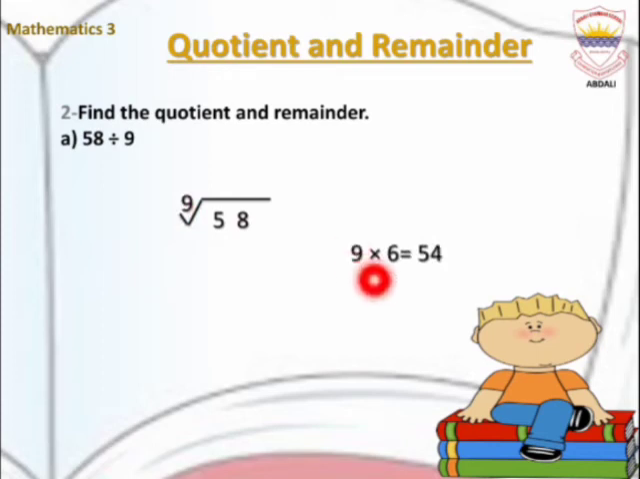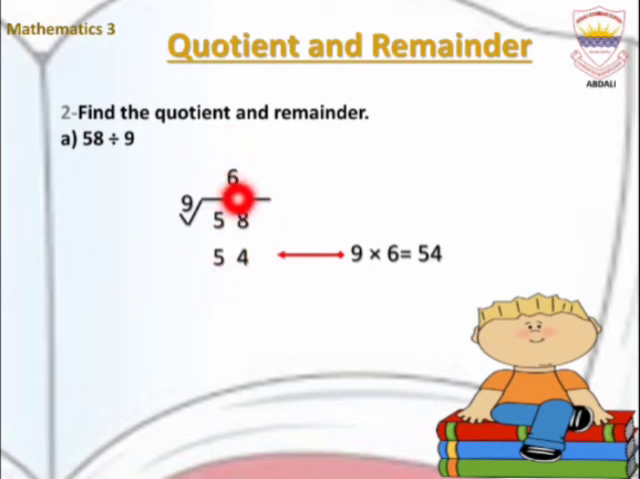9 6s are 54. So we write 54 under 58 and we write 6 at quotient place.